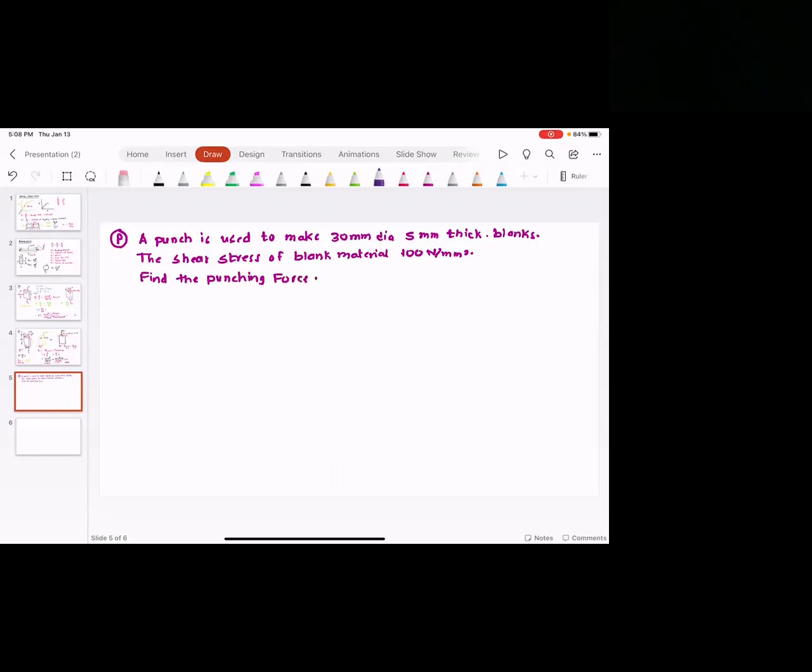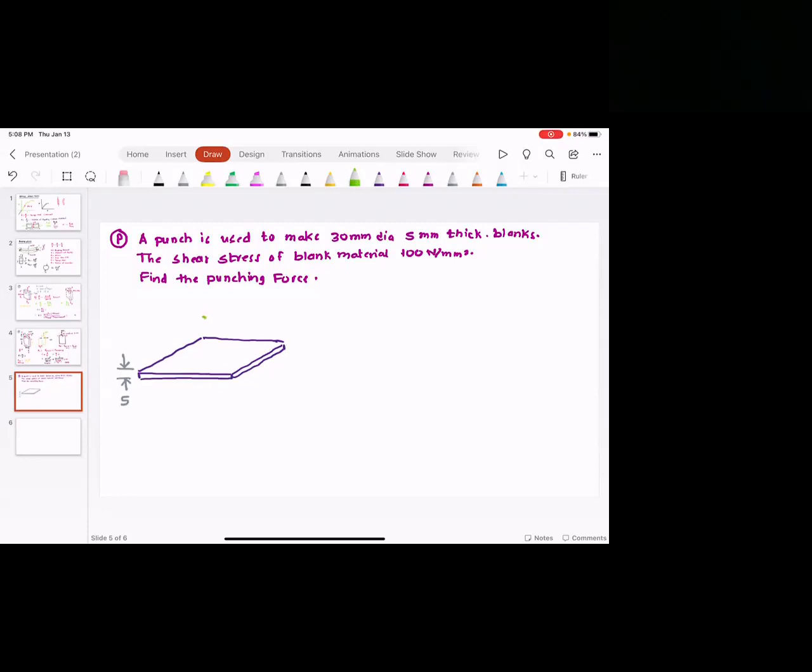So what is this problem? In this problem, this is like a punch press. This is a sheet metal. This sheet metal has a thickness of 5 millimeter.